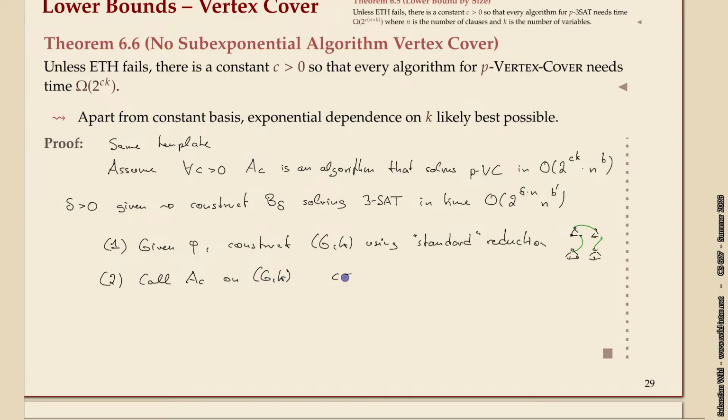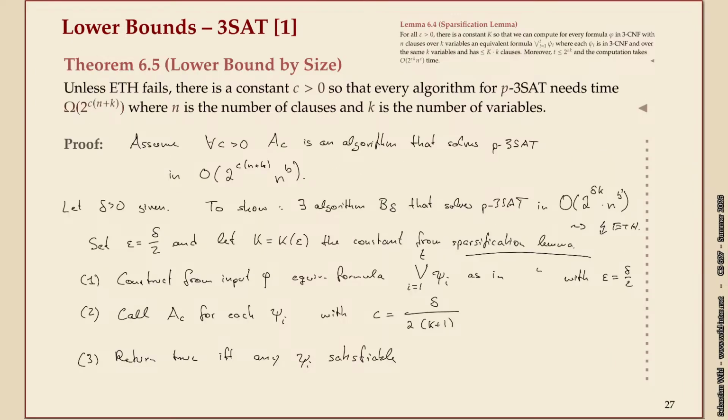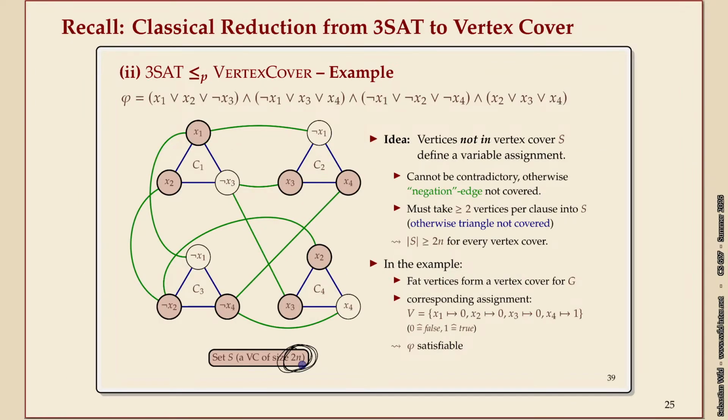And we can use delta divided by 2, I guess. So here, the question is, what is the parameter that pops out? And here the parameter is 2 times n. If I start with the formula of size n, n clauses, then I have to check for vertex covers of size 2 times n.